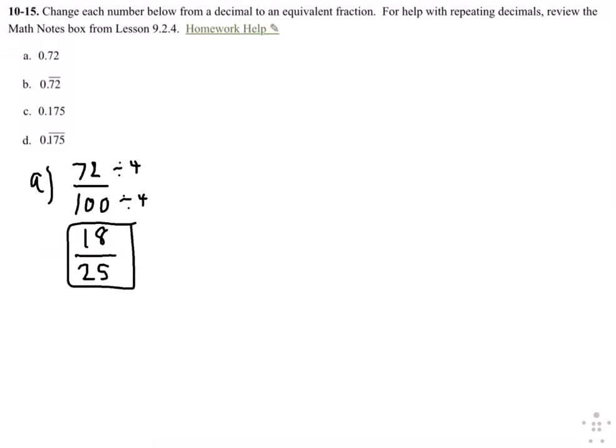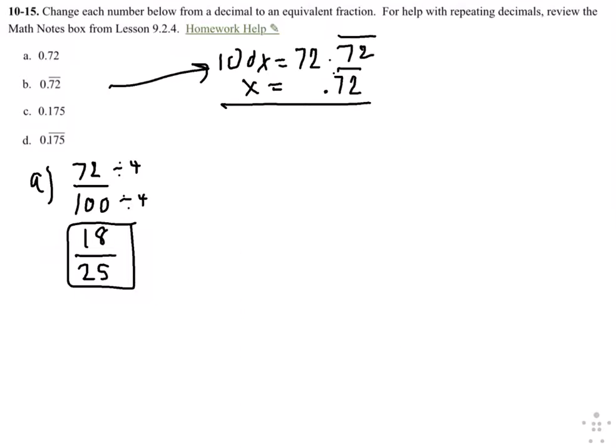For B, you should start to remember the patterns, right? So you know it's 72/99. If it asks how you do it, then you should remember, right? So x would equal 0.72 repeating. We multiply by 100 because 2 digits are repeating. So 100x equals 72.72 repeating.